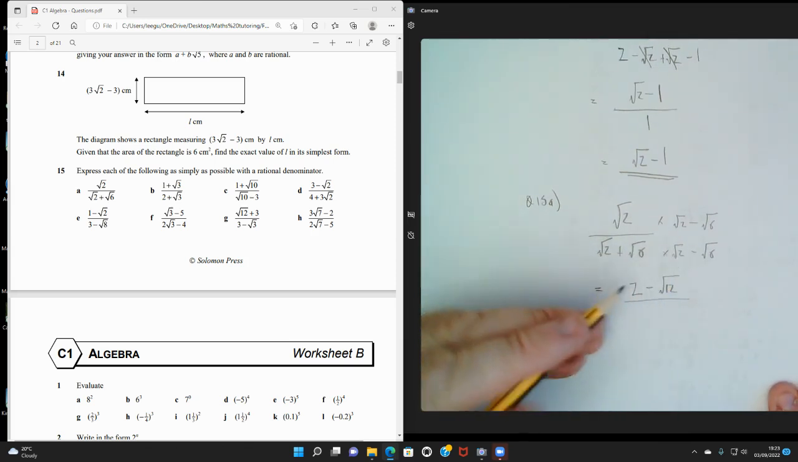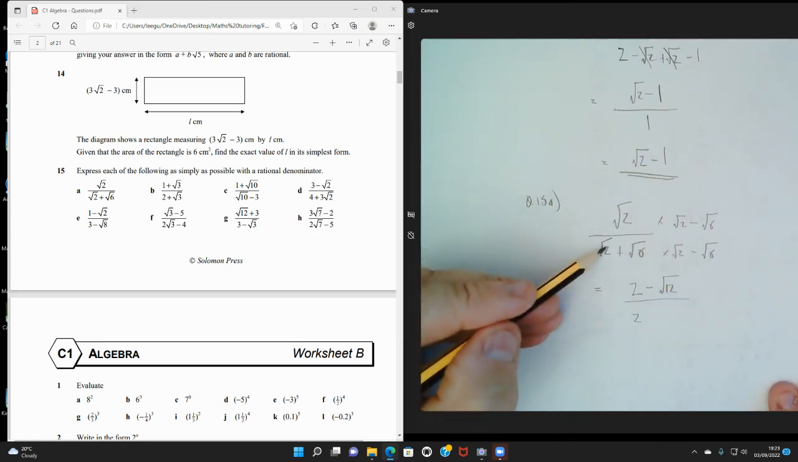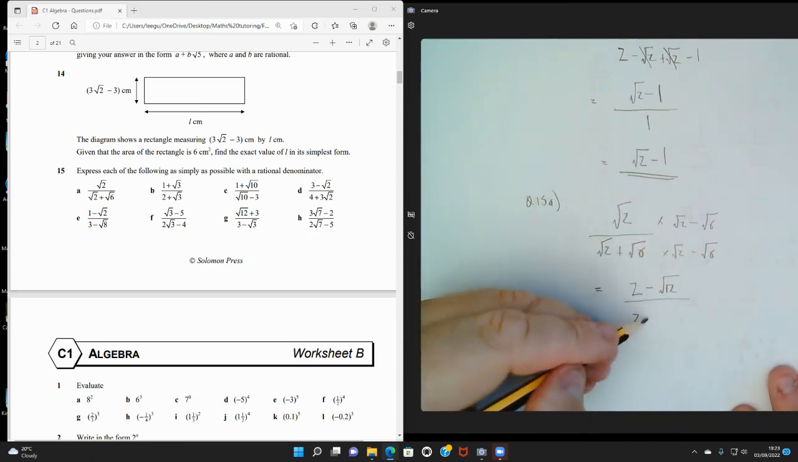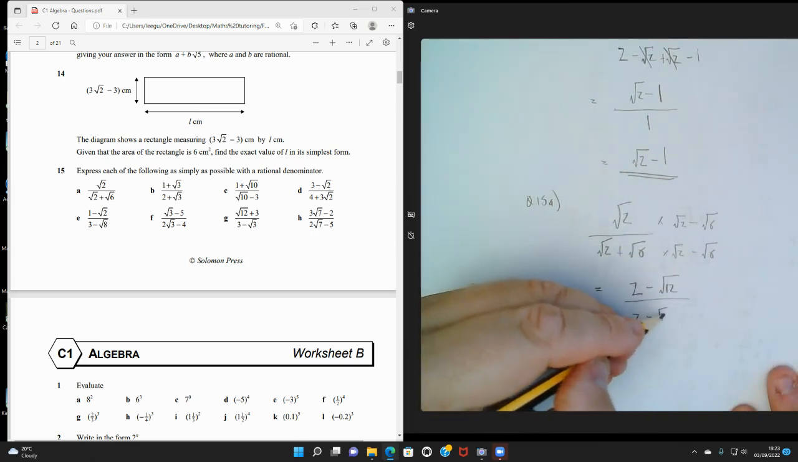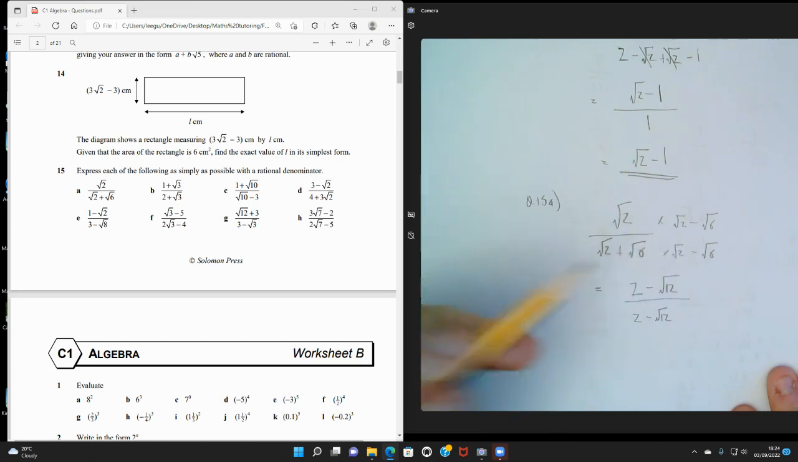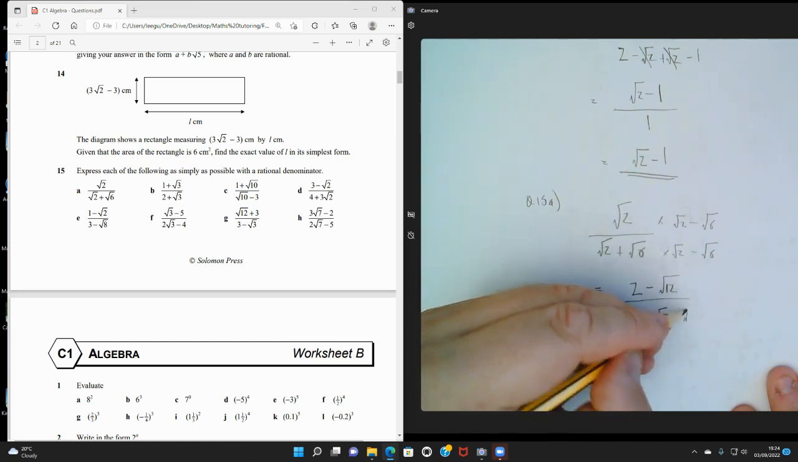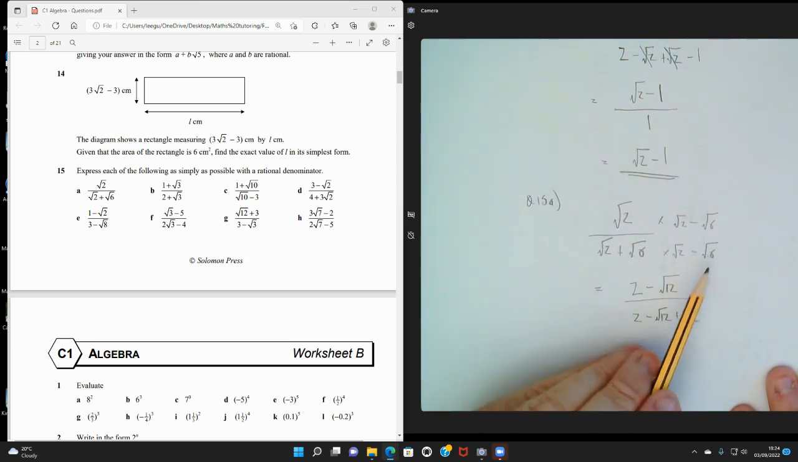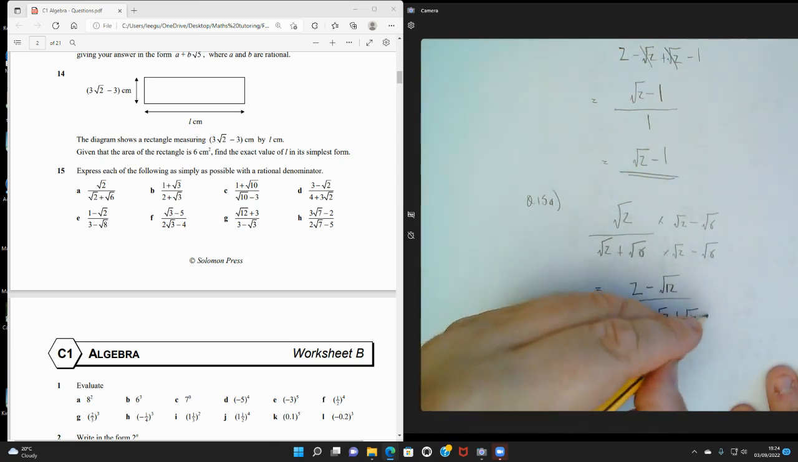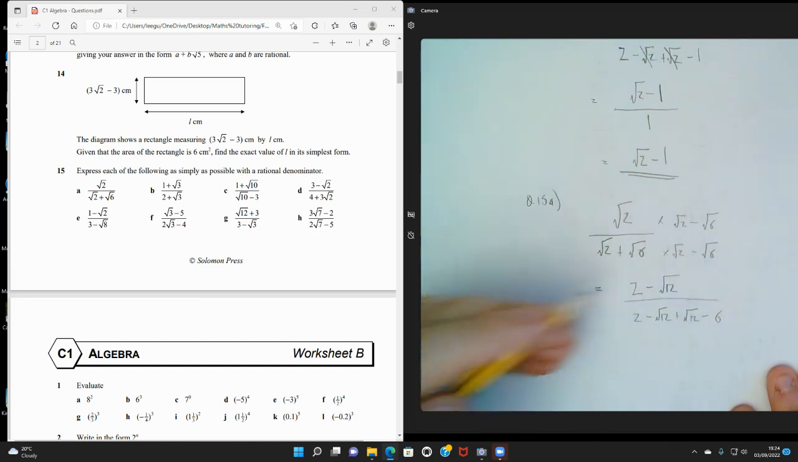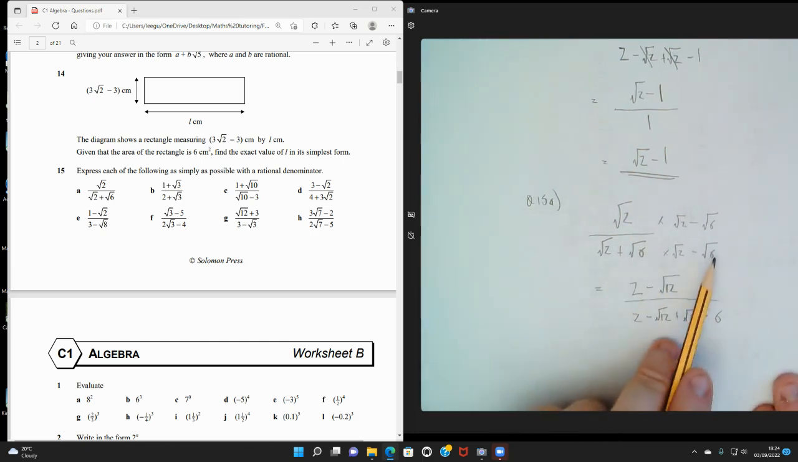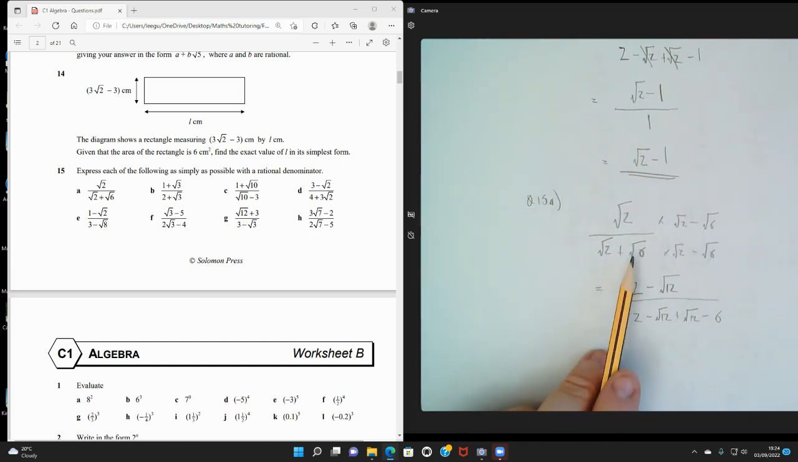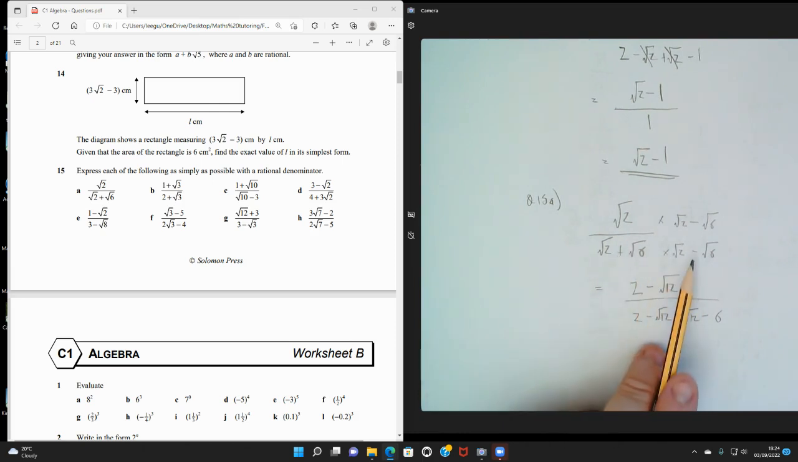Root 2 times root 2 is 2. Root 2 times minus root 6 is minus root 12. Root 6 times root 2 is positive root 12. And then finally, root 6 times minus root 6 is minus 6. Now that's an area where students often make a mistake. Let's examine that more closely. A positive times a negative is a negative, and root 6 times root 6 is 6.